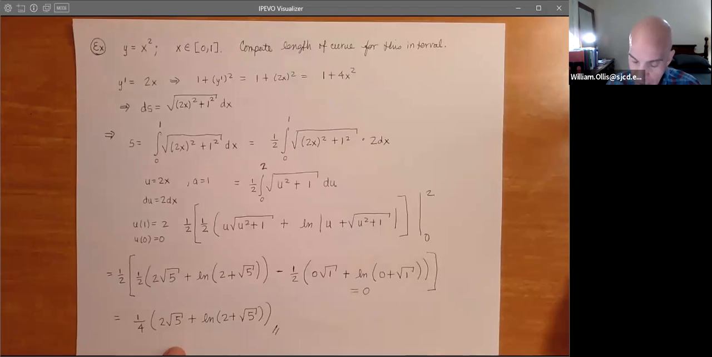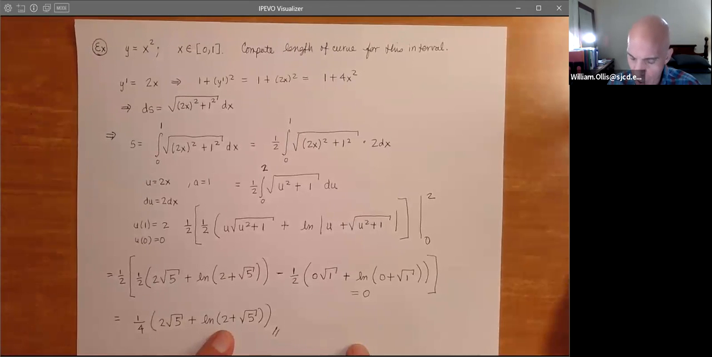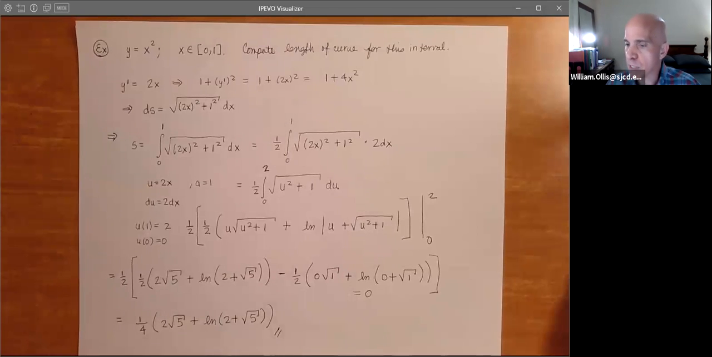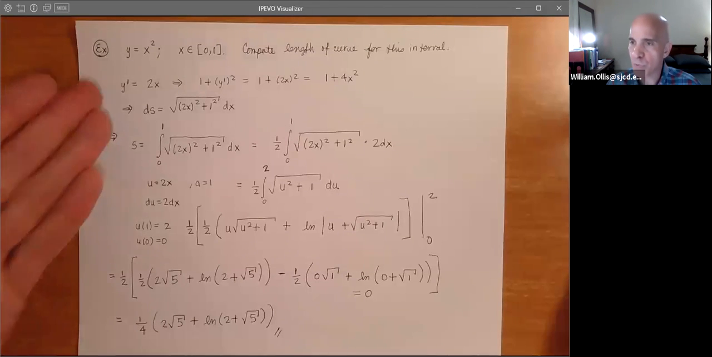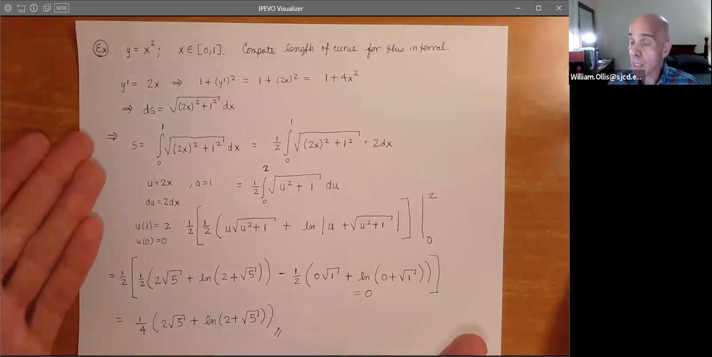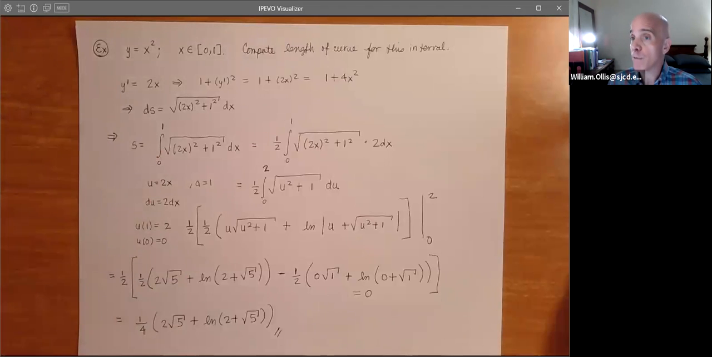And now we see that this really wasn't very trivial, that we get 1/4 times the quantity, 2 times the square root of 5, plus the natural log of 2 plus the square root of 5, which is really not something that would have just rolled off the tongue. So this is why I mentioned this early on. I said we're going to avoid some of the college algebra functions that we love that are near and dear to us because we don't have the techniques to actually compute the antiderivatives. And now you can see that this is really very straightforward.